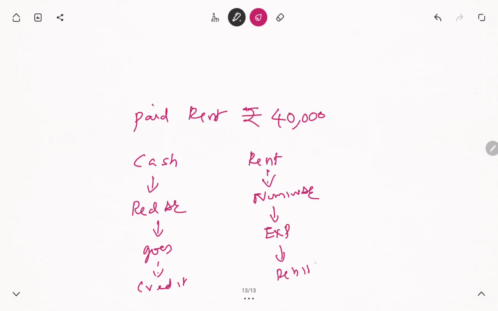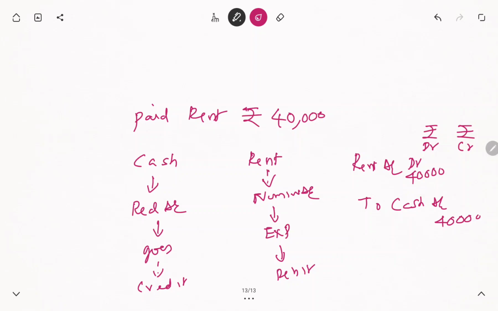Debit. Usually when writing a journal entry, you should write debit first. So rent account debit to cash account, because it is credited. How much amount? 40,000 on the debit side, 40,000 on the credit side.